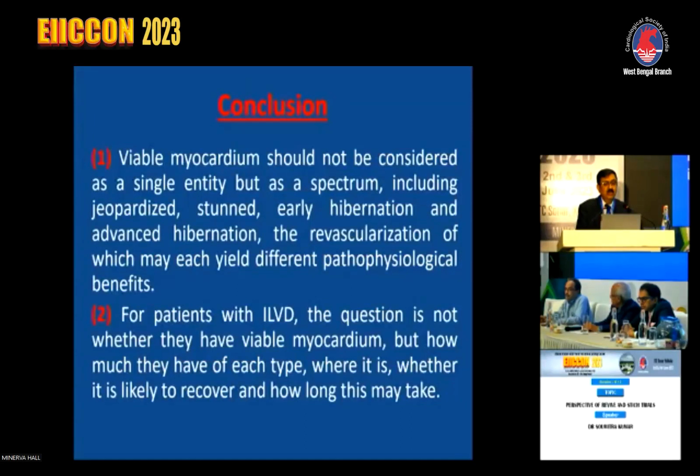So the conclusion, which also Dr. Bansal has highlighted: viable myocardium should not be considered as a single entity, but as a spectrum, including jeopardized, stunned, early hibernation, and advanced hibernation, the revascularization of which may yield different pathophysiological benefits. For patients with ischemic LV dysfunction, the question is not whether they have viable myocardium, but how much they have of each type, where it is, whether it is likely to recover, and how long this may take. So these are the crucial questions to be asked.